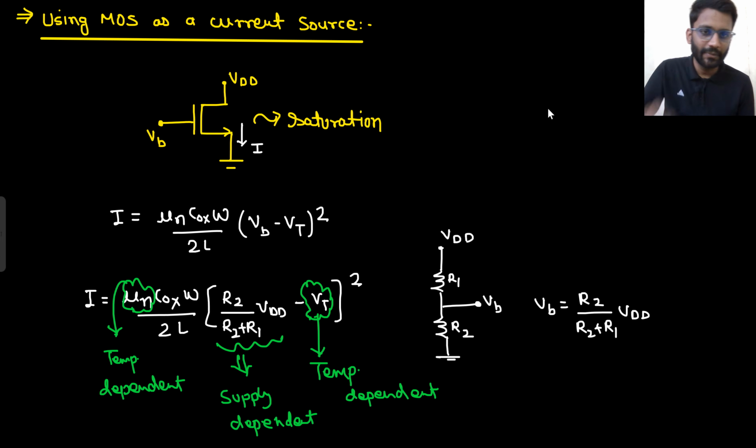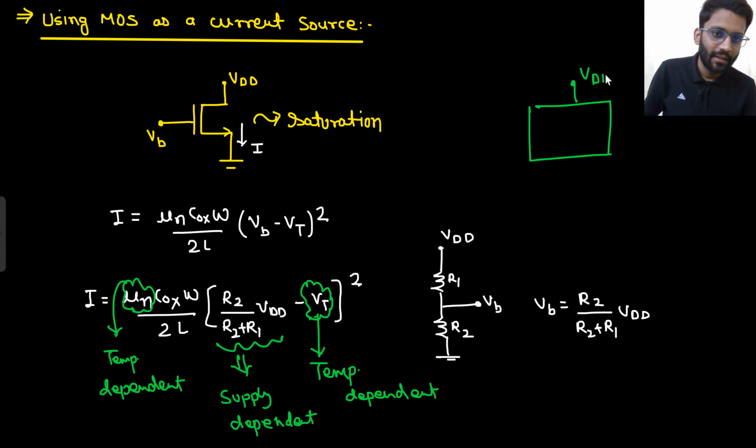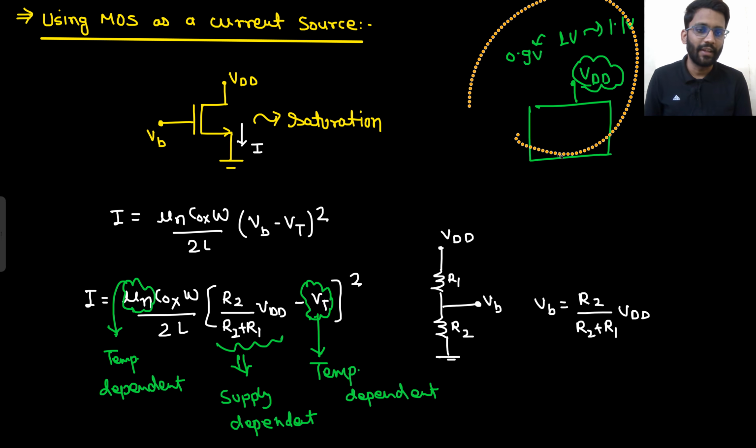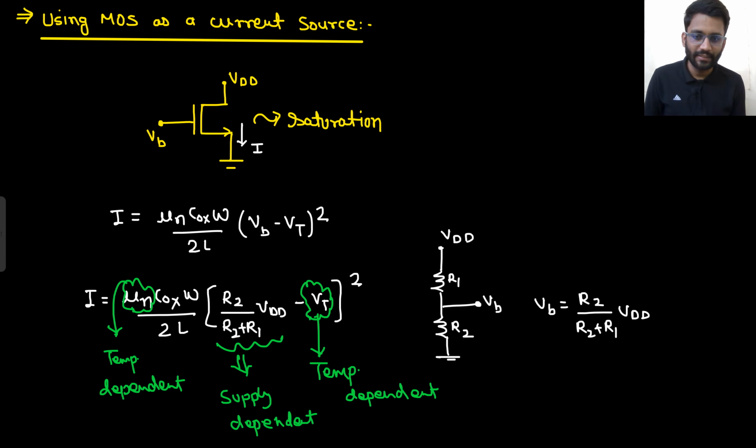The thing is, let's assume you design a chip and there is a VDD supply. This supply is also not constant. Let's assume my supply is 1 volt; sometimes it can change to 1.1 volt and sometimes to 0.9 volt. This you will learn when you go into industry. When you see a chip, the supply can change. So this current will not be constant. That is the issue.